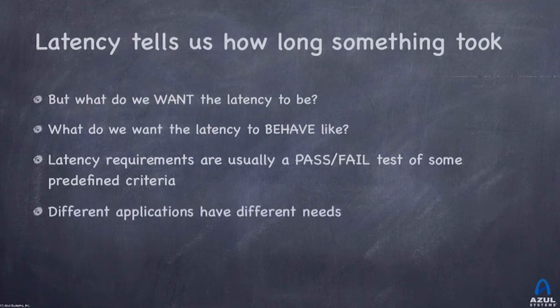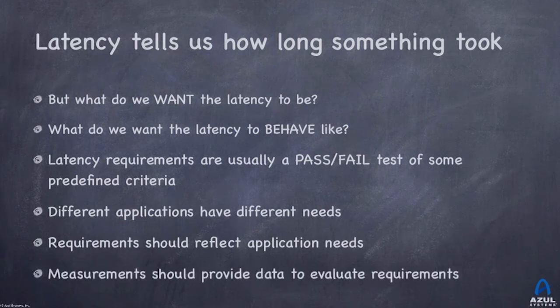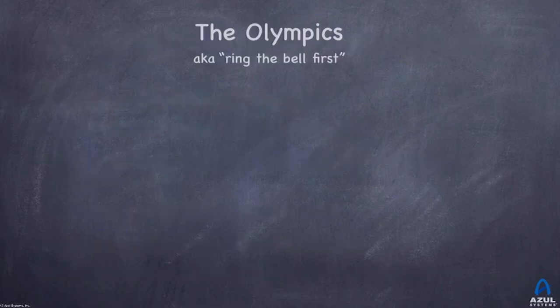So requirements need to be stated in a way that you can measure, and you want to describe them in a way that matches the business or what the application needs. And those are very, very different things for different applications. And then they should reflect what you need, and your measurements should be built to collect the information that is needed to answer whether or not you've met the requirements. So that's philosophy. Let's talk about examples of that philosophy in play.